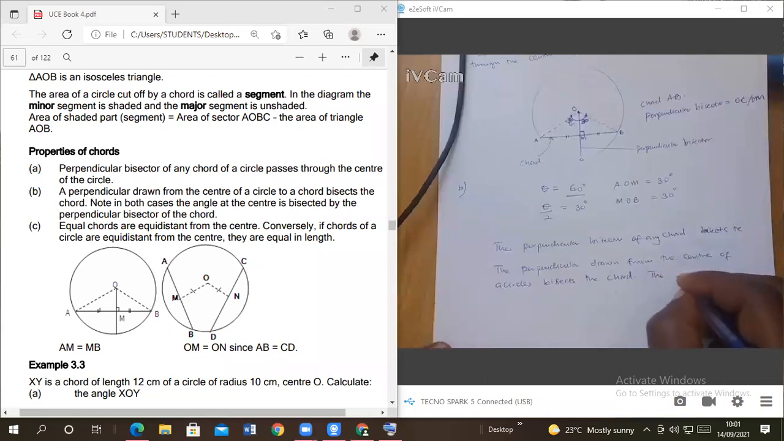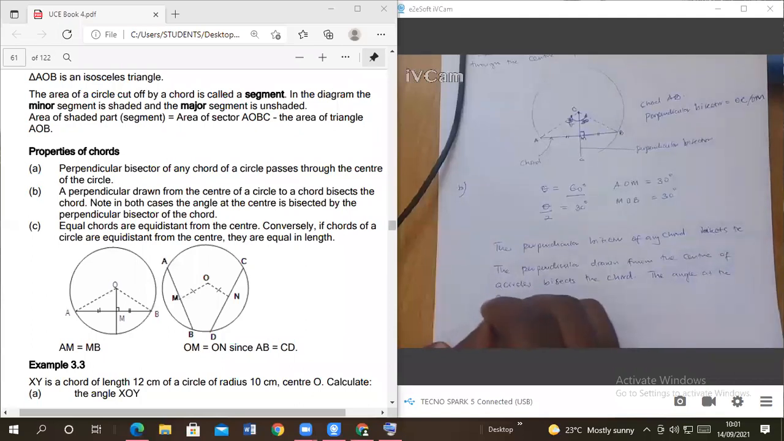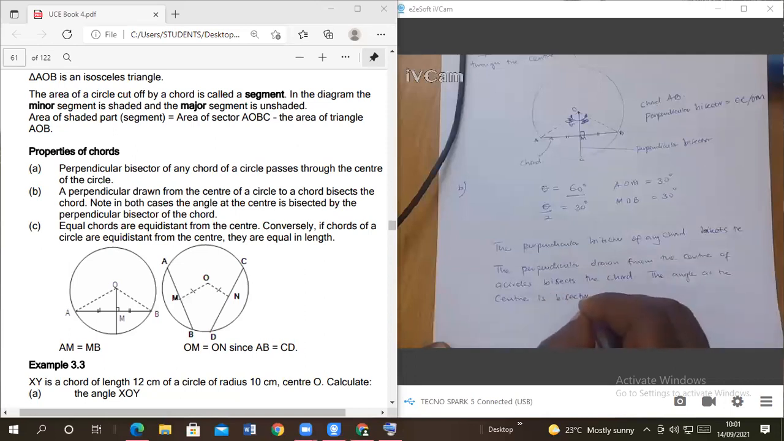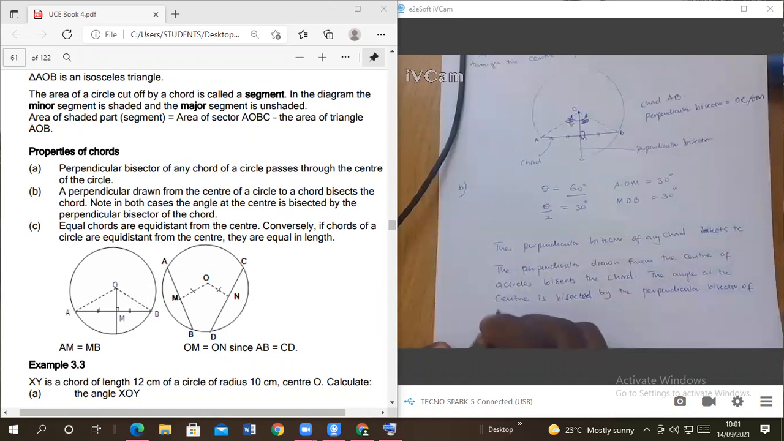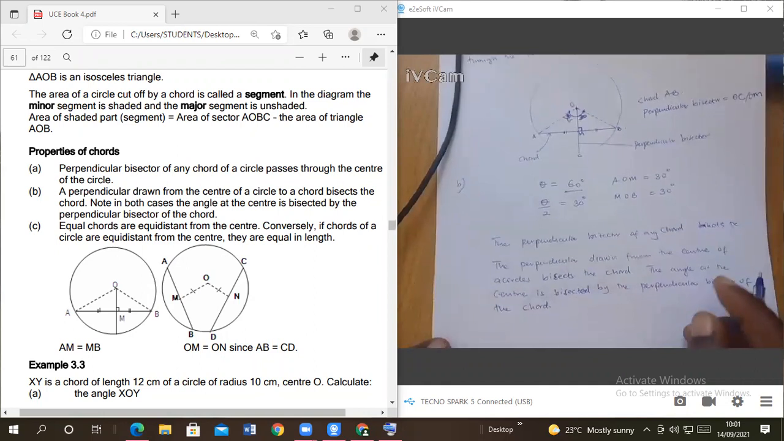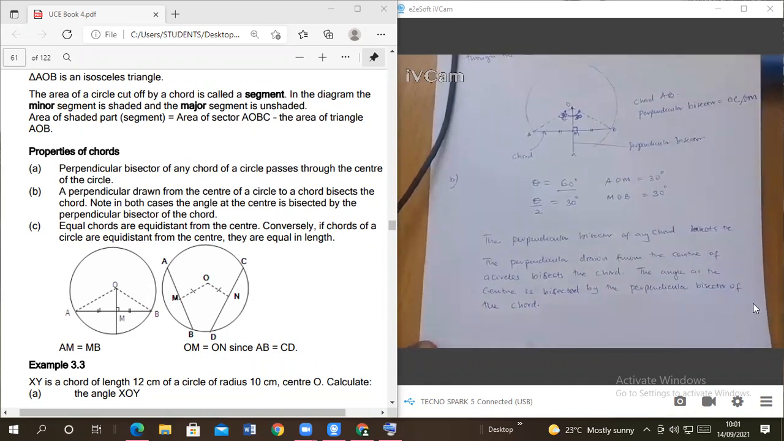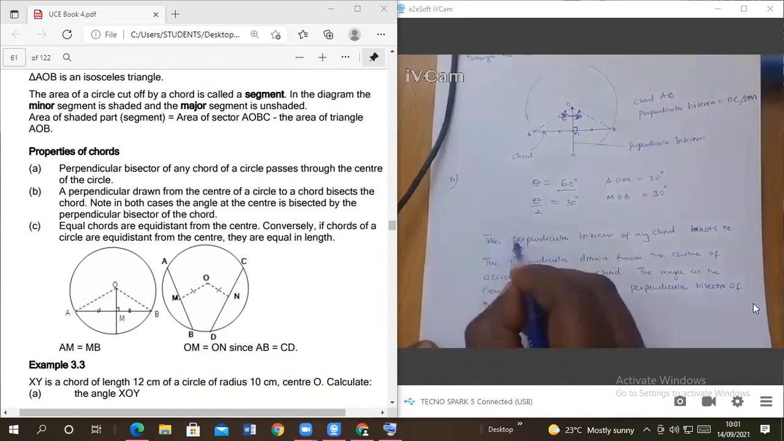The angle at the center is bisected by the perpendicular bisector of the chord. So we should remove this one.